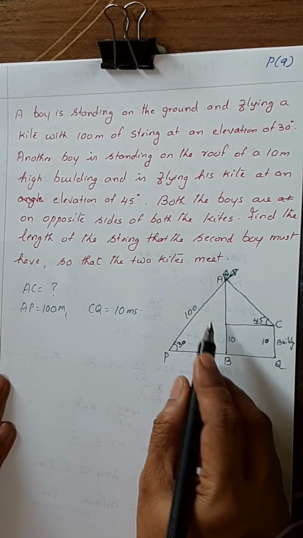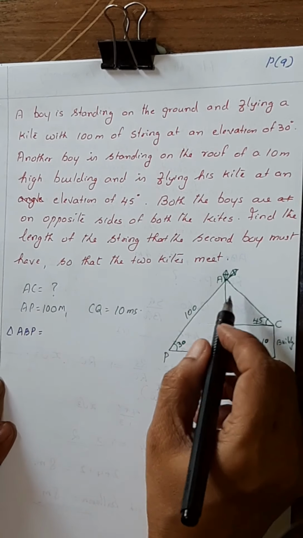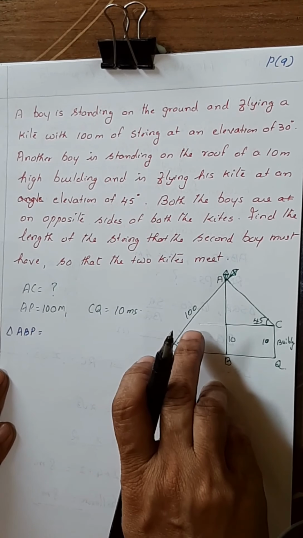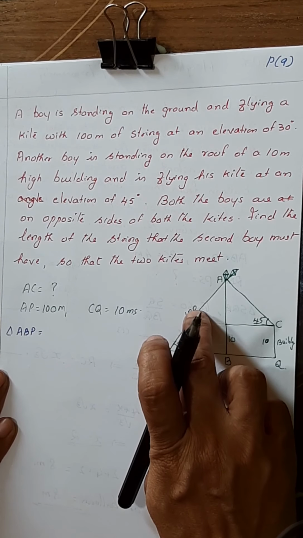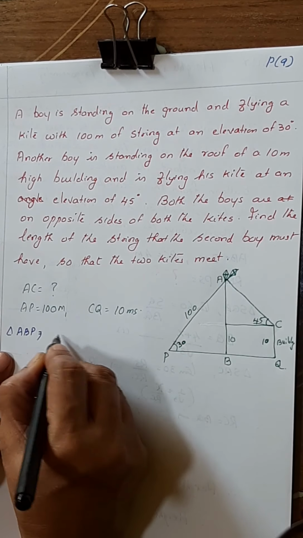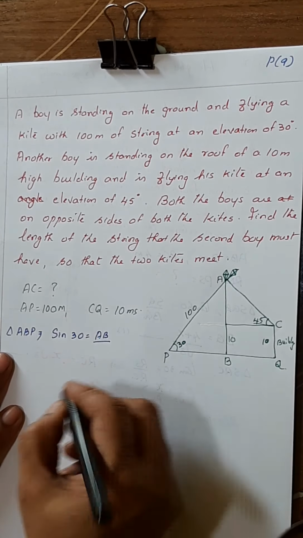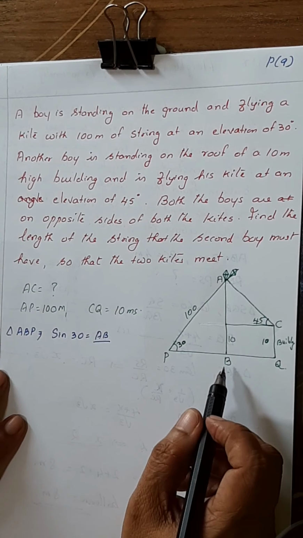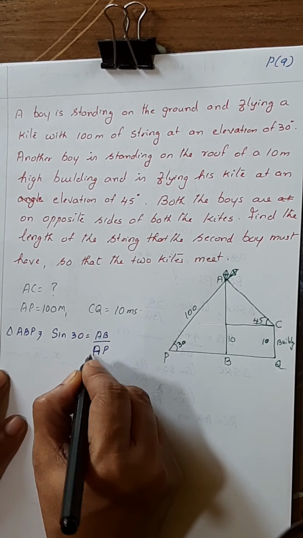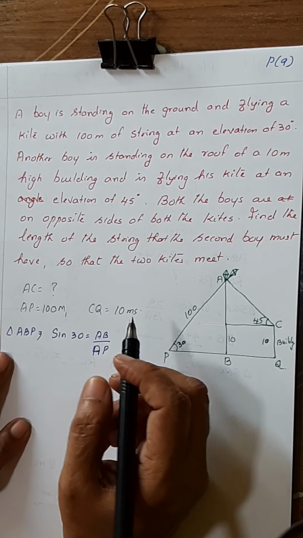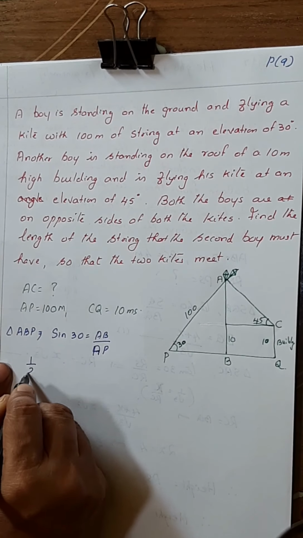Now in triangle ABP, sine 30 is equal. So now here we will be taking sine because this length of the string is given, that is hypotenuse we have got. So sine 30 is what we have to take. So sine 30 is equal to AB by AP. According to what the data is given, we have to take the ratio, whether it's sine or tan or cos.